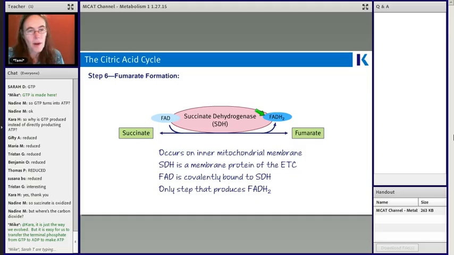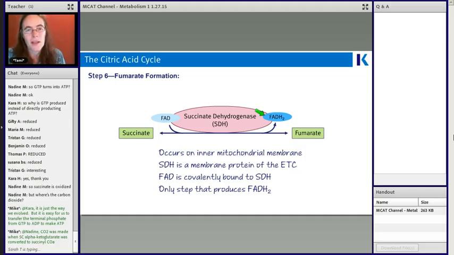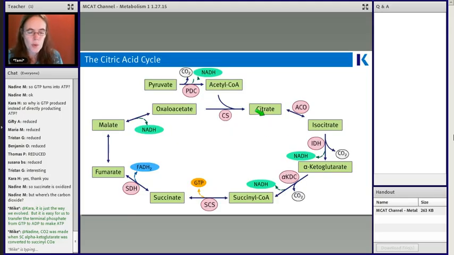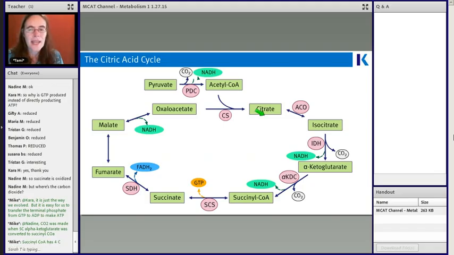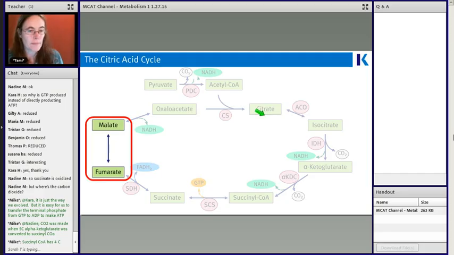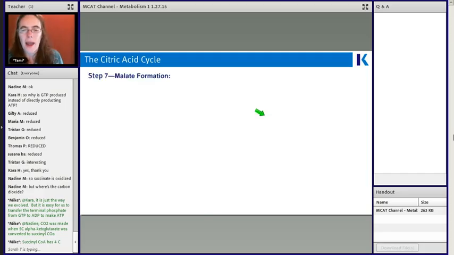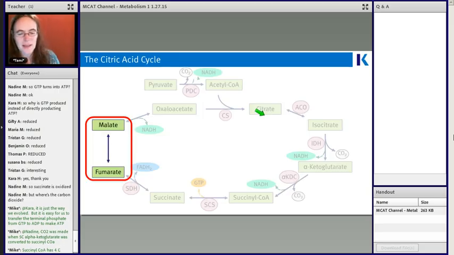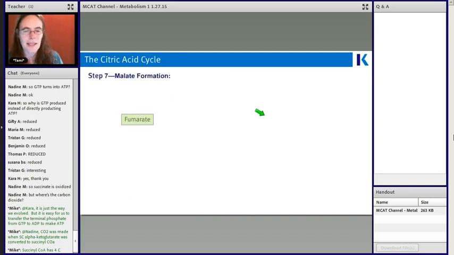And remember, as we're talking about the citric acid cycle, this is one turn, so one acetyl-CoA, but we're going to have 2 acetyl-CoAs that come in. So everything that we do happens twice from every glucose. All right, we're getting down to the end here. In step 7, malate is formed from fumarate. I know we skipped a step here. We just ended with succinate going into fumarate. So fumarate goes into malate in step 7.